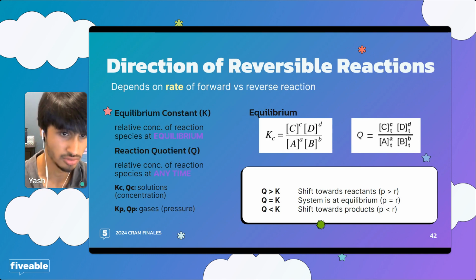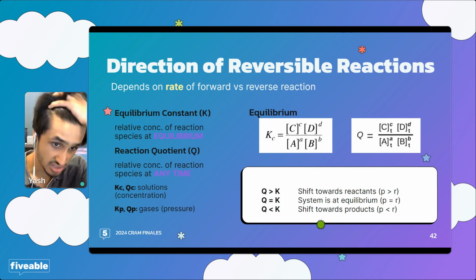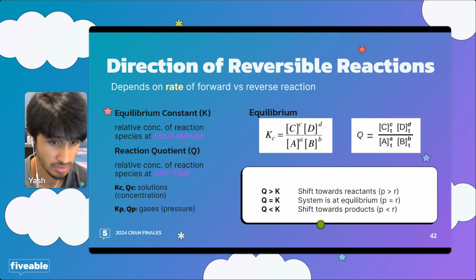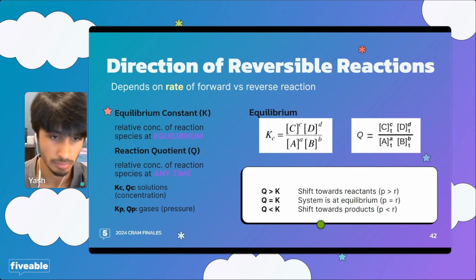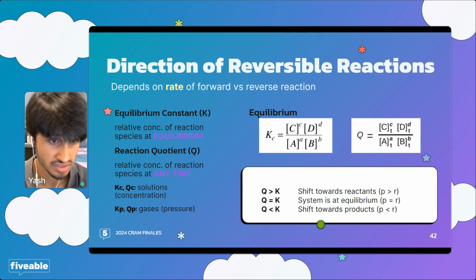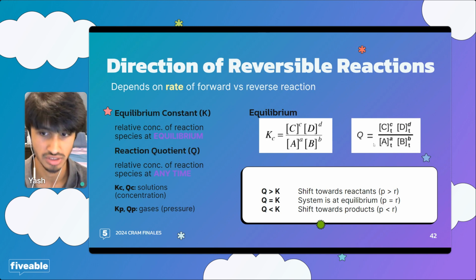All right, one important note with Q and K is that QC and KC are not always the same thing as KP and QP. KC and QC refer to concentration, so molar concentration, while KP and QP refer to pressures. So KP and QP are technically the right K values. They're the thermodynamically correct K values. But oftentimes you'll see KC and QC. But usually you just want to use what they give you and don't overcomplicate it too much.